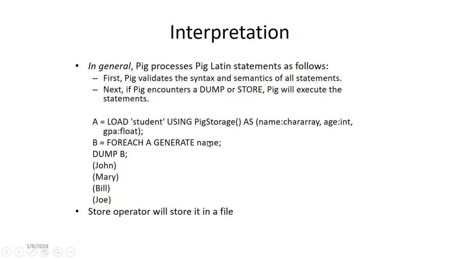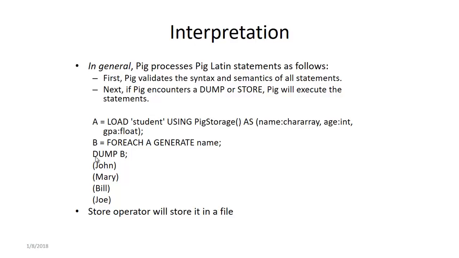So what we are doing is fetching only the name. We don't need age and GPA. So for each A, generate name. It means whatever names we have in the A relation, generate all these names. And then what we did, dump B. It means we want to show the result on the console. Dump B will show us the names John, Mary, Bill, Joe, and so on.